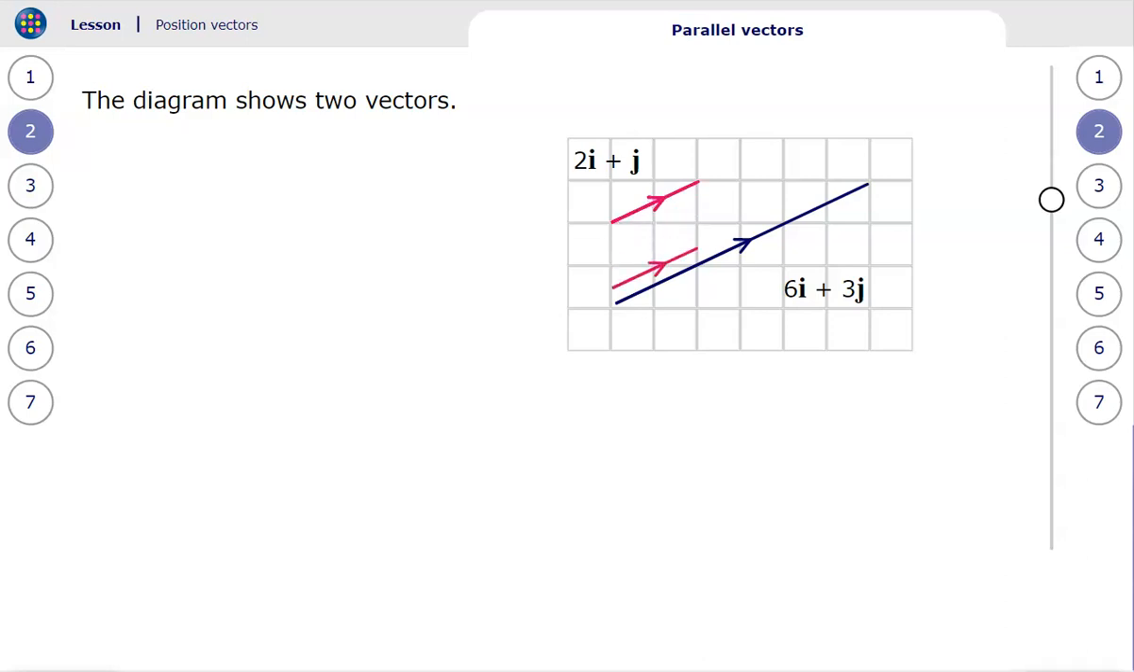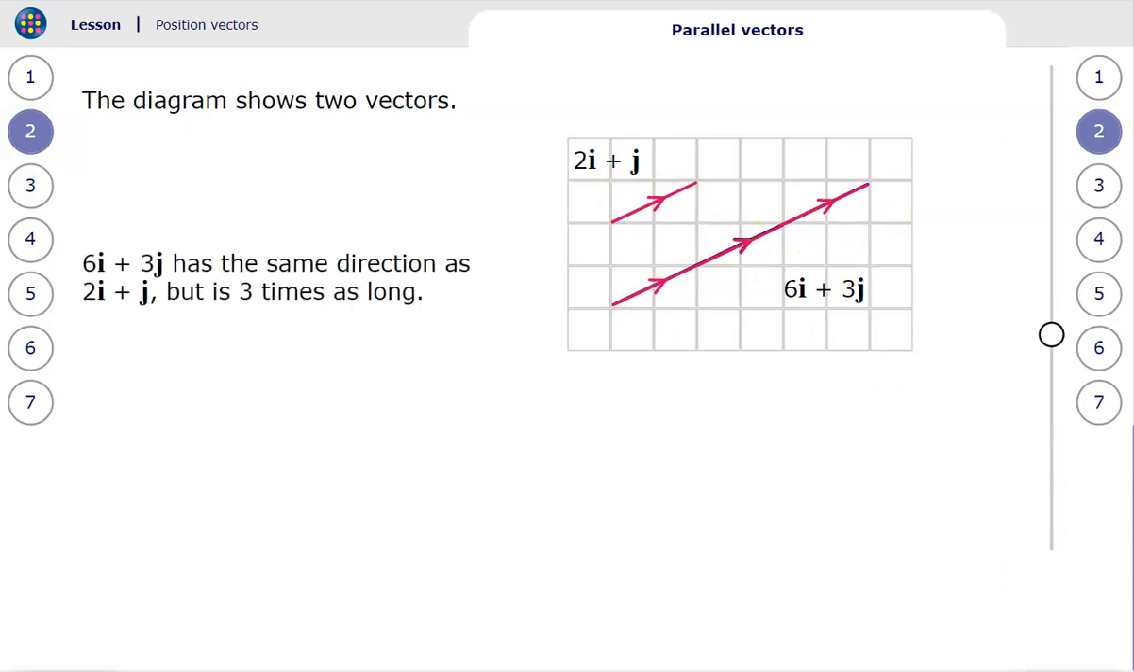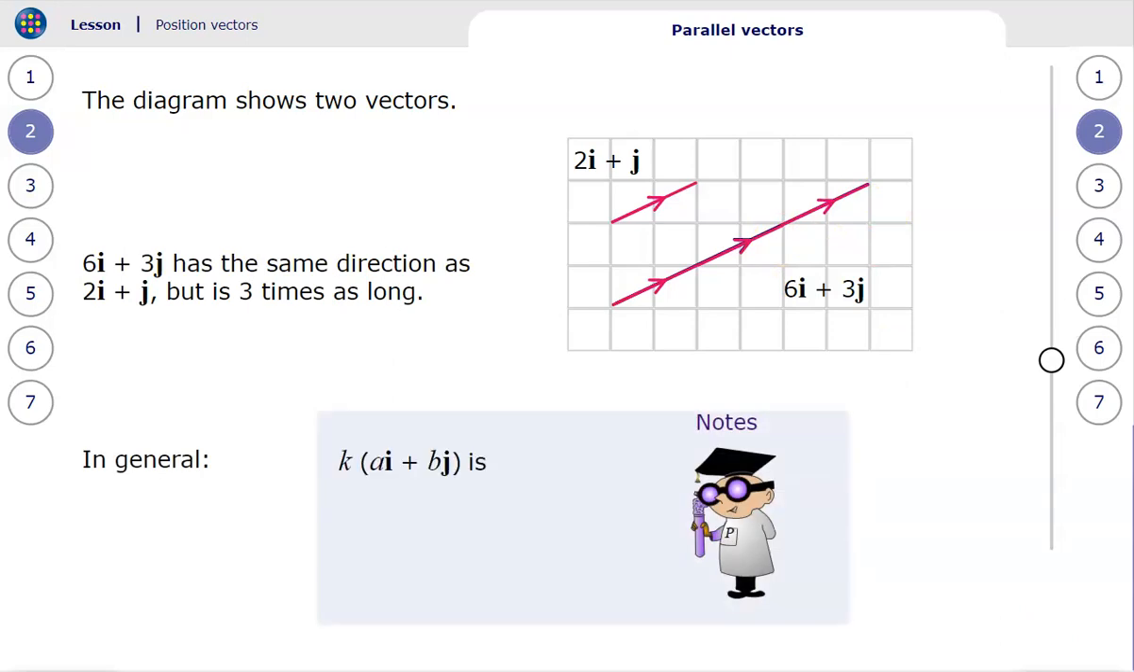If I'm thinking about a vector that's a multiple, then we can see that the vector 2i + j fits into that line 3 times. And so I could really think of it in terms of being a multiplying factor, a scalar, multiplying this particular vector.